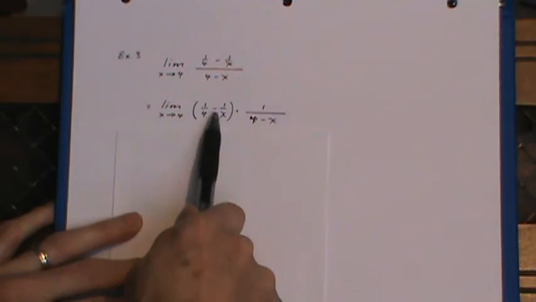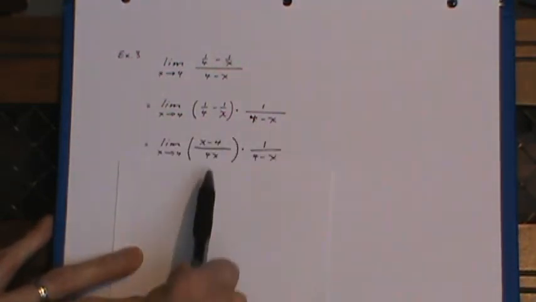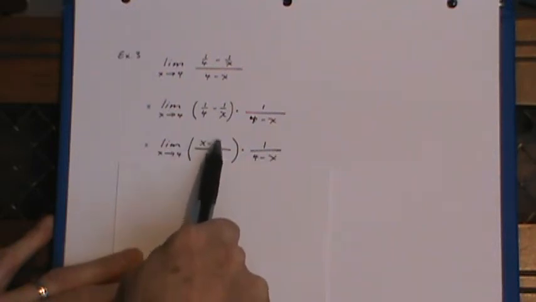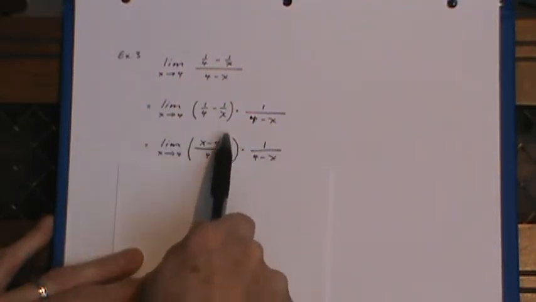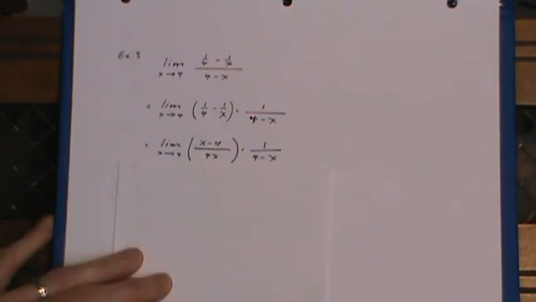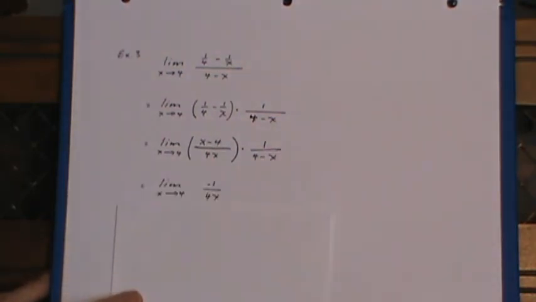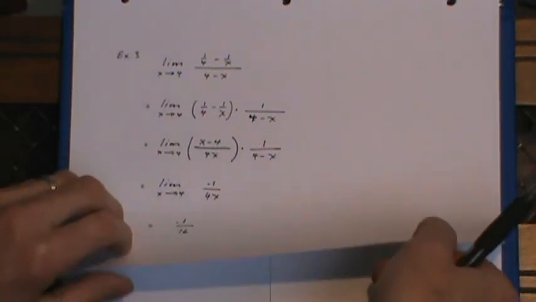Then I got a common denominator here, which is 4x. Numerators are now x minus 4. These aren't exactly the same, but the one is the negative of the other, so if I divide one into the other, I get negative 1. And as x gets close to 4, I get negative 1/16. So this is a procedure we use when we get this problem of 0 over 0 when we put that number in.